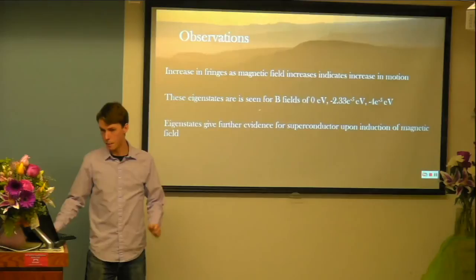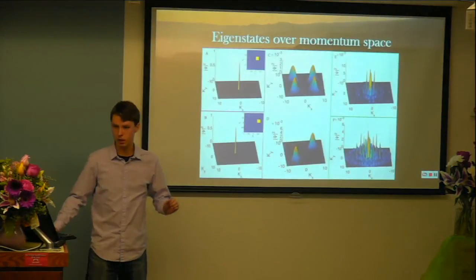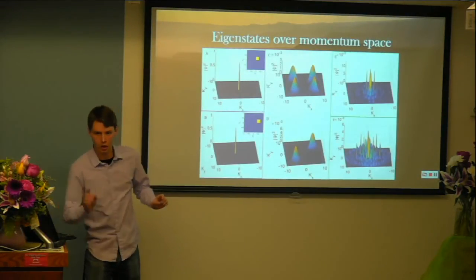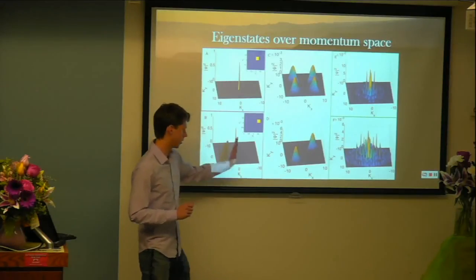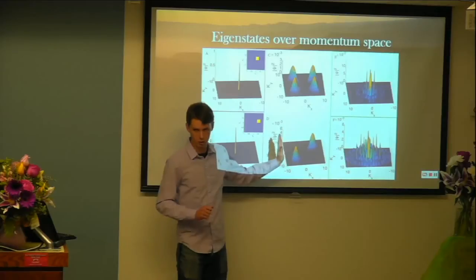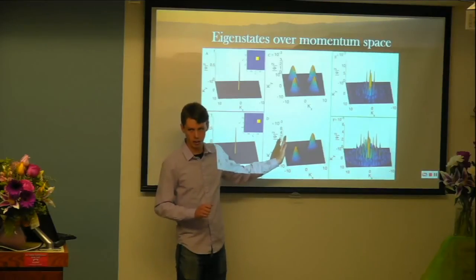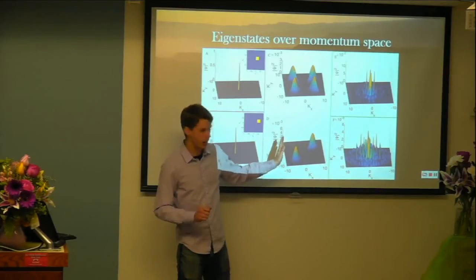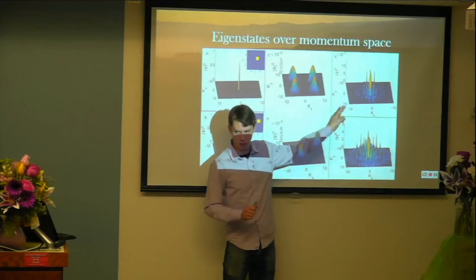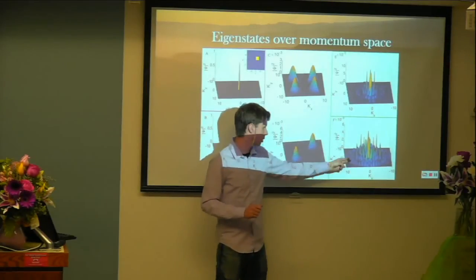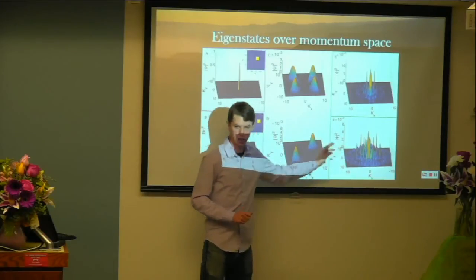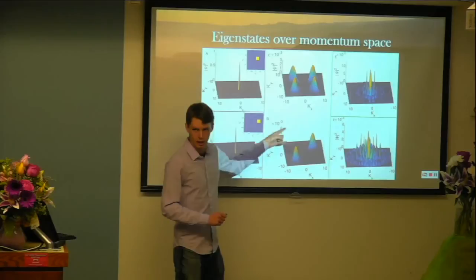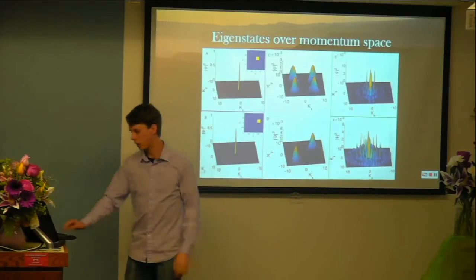So yes, this is just different eigenstates at the same magnetic field, right? You fix the strength, so you're changing it. This is magnetic field is zero. This is increased to 2.33 times 10 to the negative 5, which is kind of optimal, where you really see the formation. And then the largest peak was seen at this one. And so this is at a higher energy, but this is as the magnetic field is increased. This is just a couple of the eigenstates taken out of that.